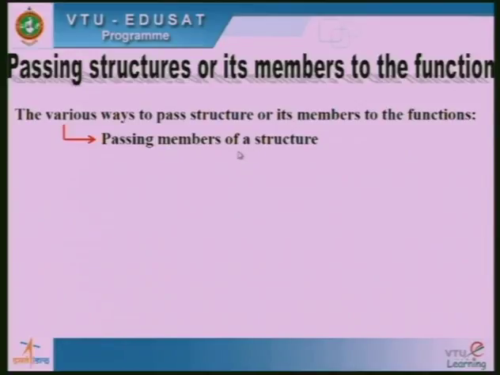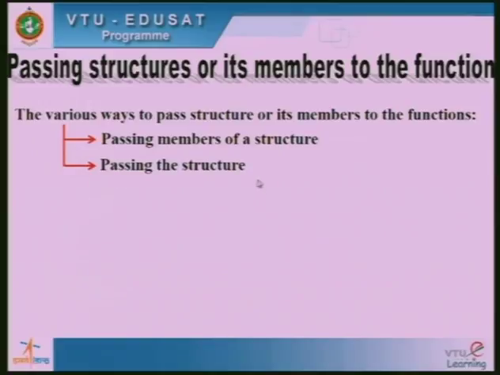Remember, three different ways of passing parameters are there. One is pass by value, pass by address, and pass by reference. Pass by reference is not there in C language, only pass by value and pass by address is there. Pass by reference is there only in C++, it is not there in C language. Now passing the members of a structure, it can be done either using pass by value or pass by address.